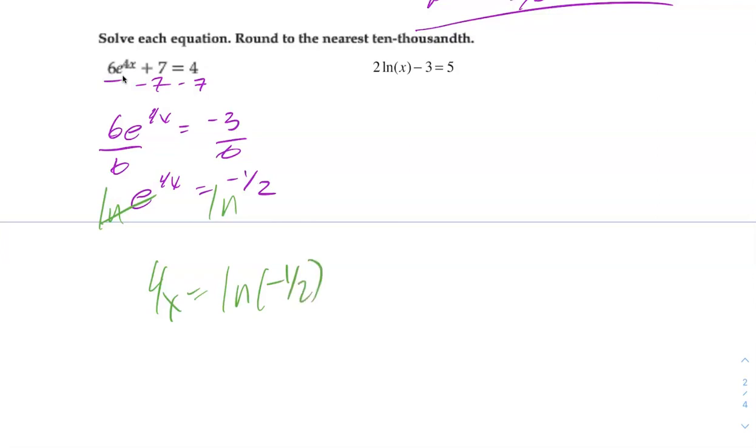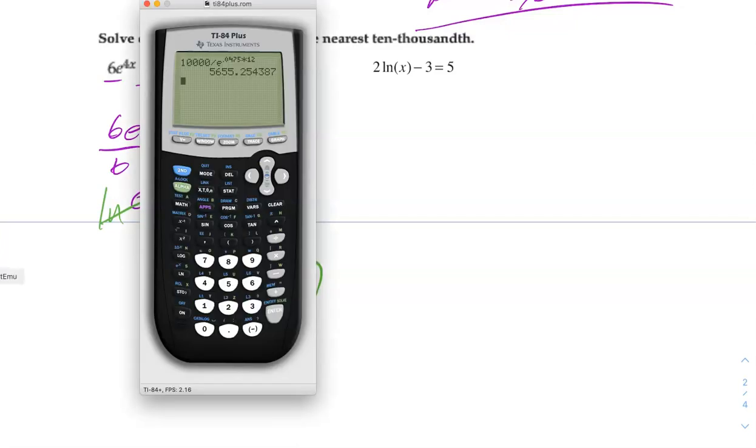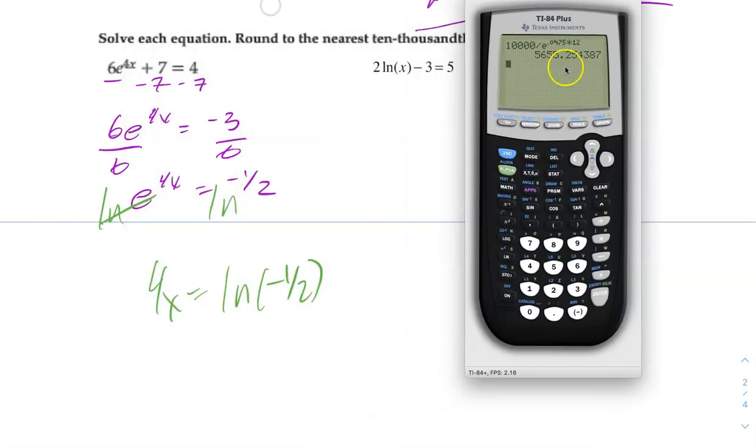And that's the thing we can't do. Natural log of a negative, if you put it on a calculator, it's an error. There is no solution to this problem. Natural log of negative 1/2. Can't do it. So, no solution.